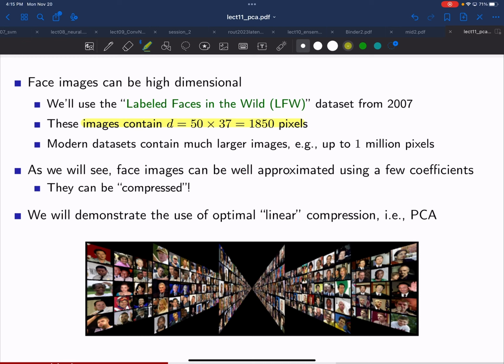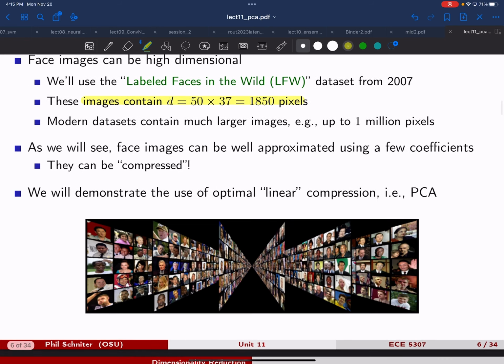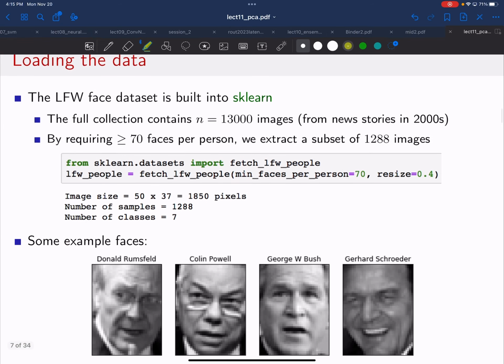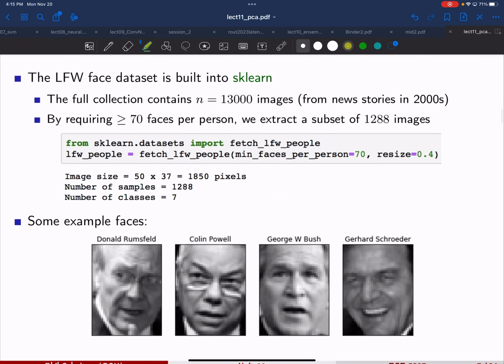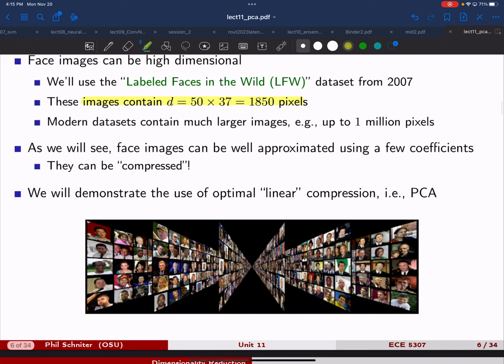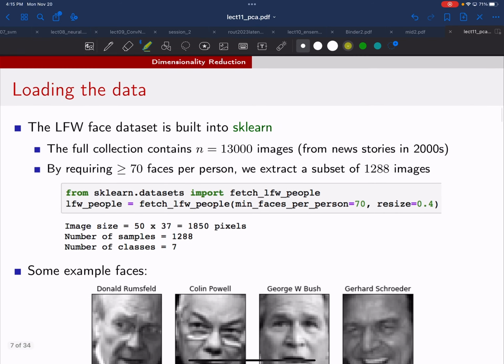So the question is, do I really need 1,850 separate numbers to describe one of these little faces? Or can I somehow compress it and get a pretty good face from a fraction of 1,850, some very much smaller number? So that's what we're going to do. We're going to try to compress these faces. This data set is called Labeled Faces in the Wild. And this is actually built into sklearn.